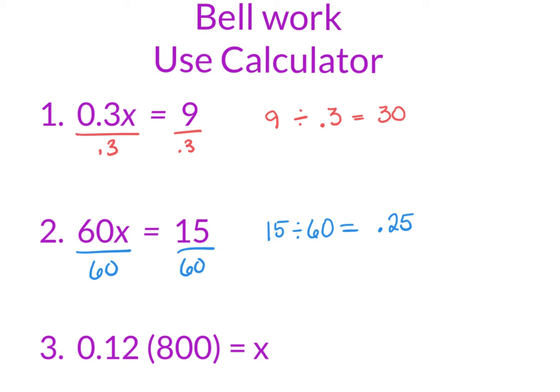0.25. And then for this last one, your x is already by itself. So you really just needed to multiply these two in your calculators. You would have put your decimal, 1, 2. You'd have used your multiplication in your calculator, and then times 800, and you would get 96 there.